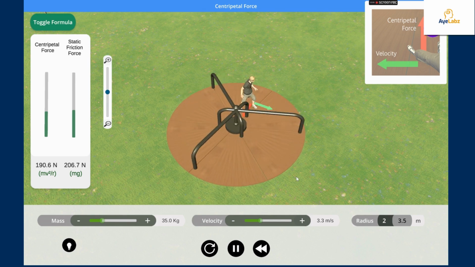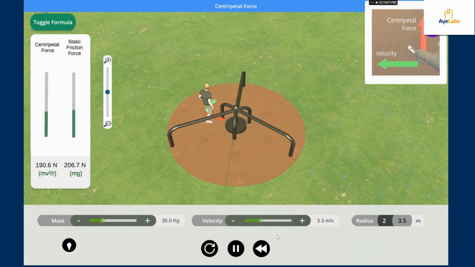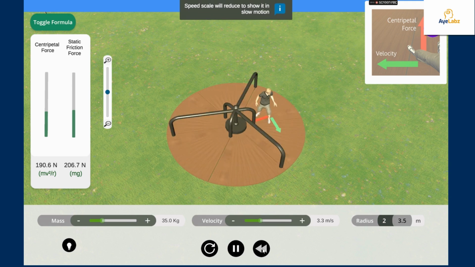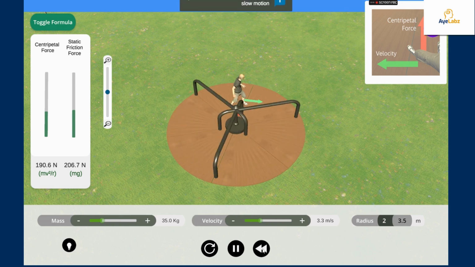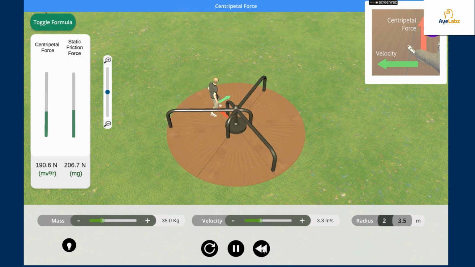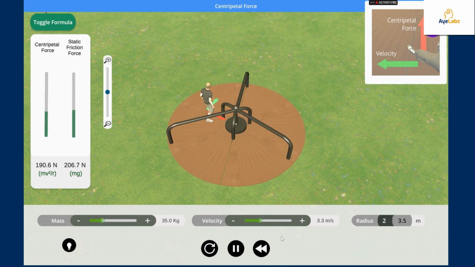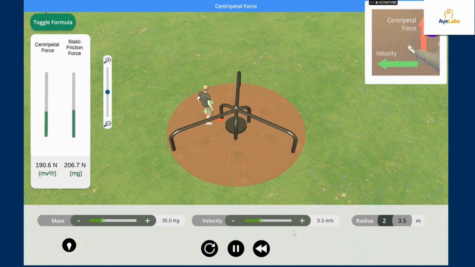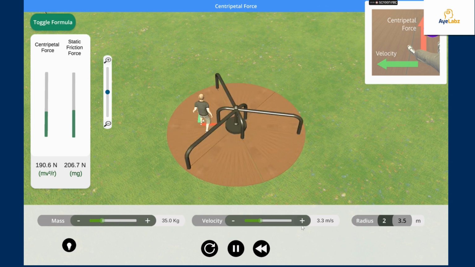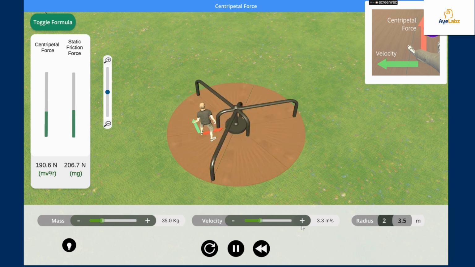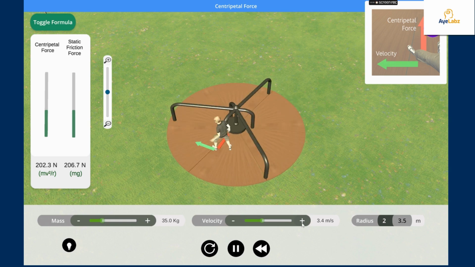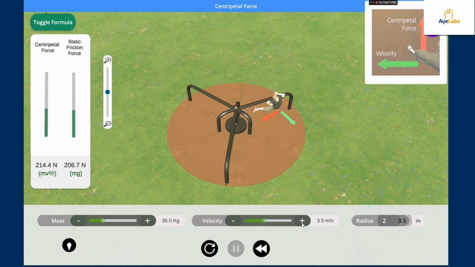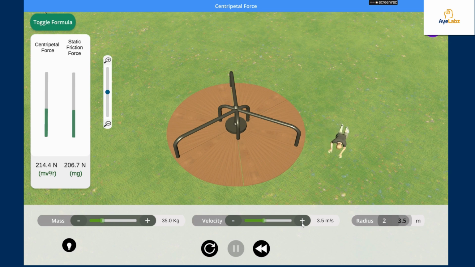To show it in very slow motion, I am clicking on this button to make the movement slow. Now I'm going to increase the velocity and check what will happen to the person standing on the merry-go-round. If the speed is increased too much, the friction may not be strong enough, causing the person to fly off.